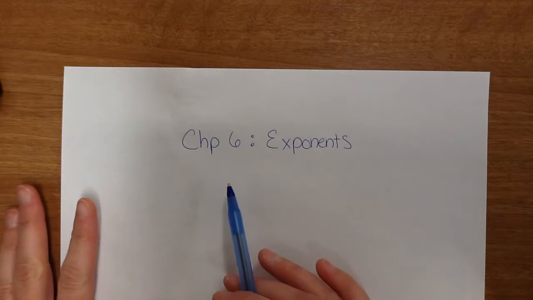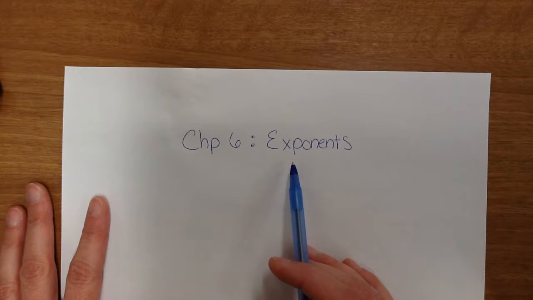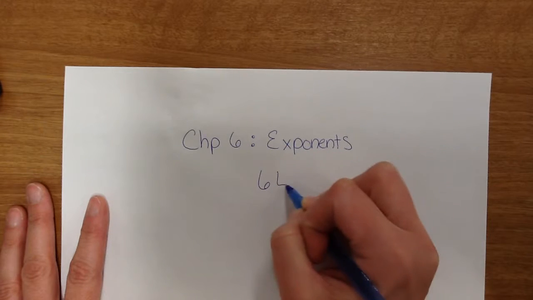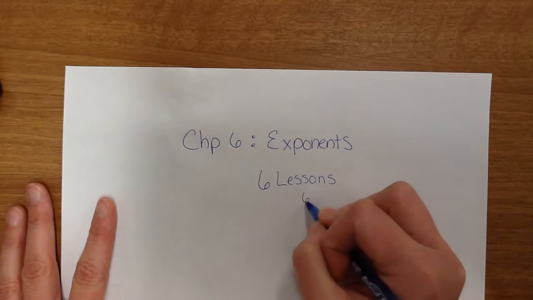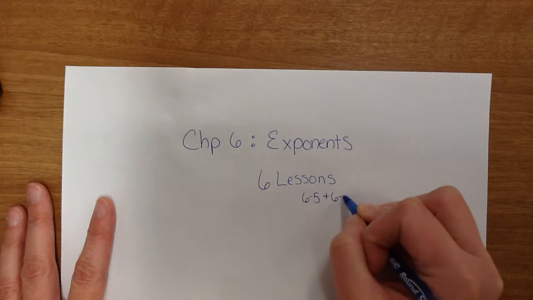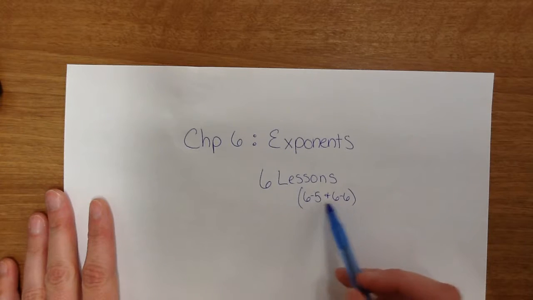So just to get started, hopefully you have your note packet out and ready. Chapter 6 is all about exponents. There are 6 lessons in the chapter. The last 2 lessons, 6.5 and 6.6, really are kind of the same lesson. And again, I know we've said this before, but in the second trimester, we'll probably have to do these 2 lessons together because we won't have the time.